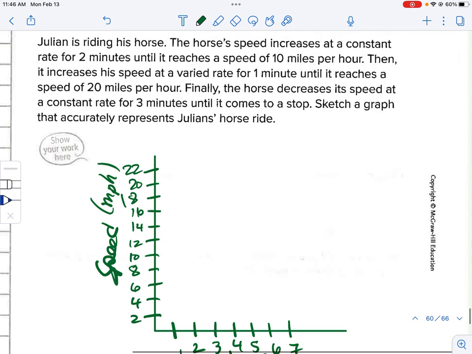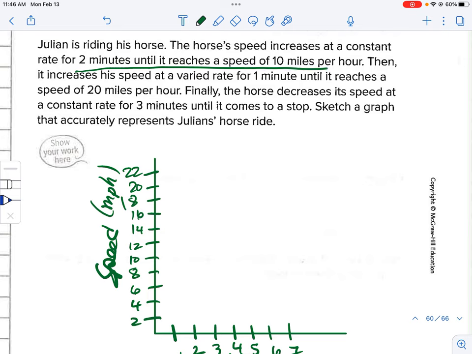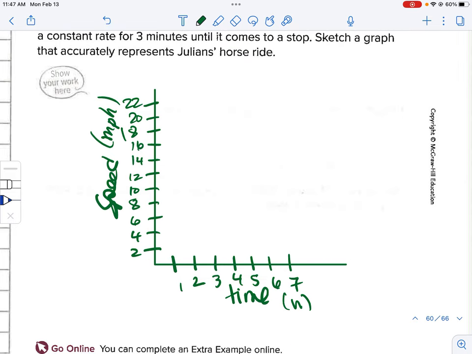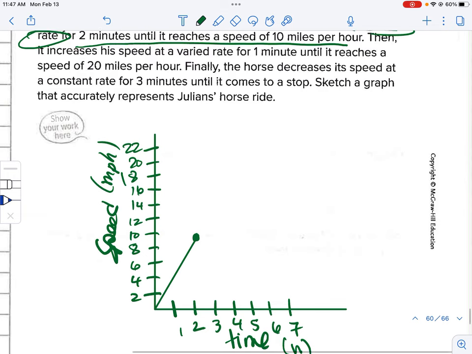Okay, so it says right here, 2 minutes until it reaches 10 miles per hour. And it is a constant rate. Okay, so 2 is 10 miles per hour. So I'm going to do a constant rate. That means I have an actual straight line there. Then it says we add on 1 more minute. So if we're at 2, that means we come over to 3. So at 3, we're going 20 miles per hour. But it doesn't say a constant rate, it says varied. So we're going to kind of curve that.